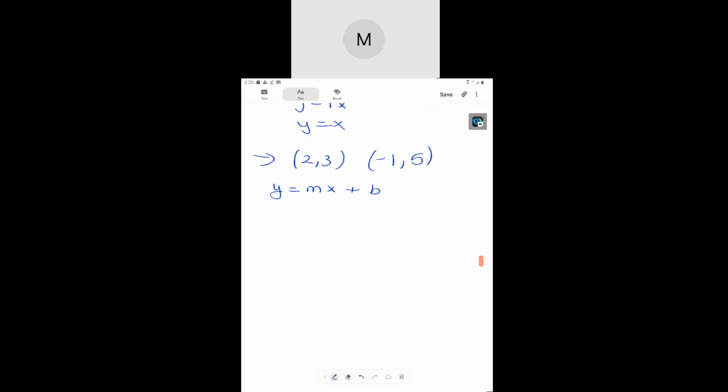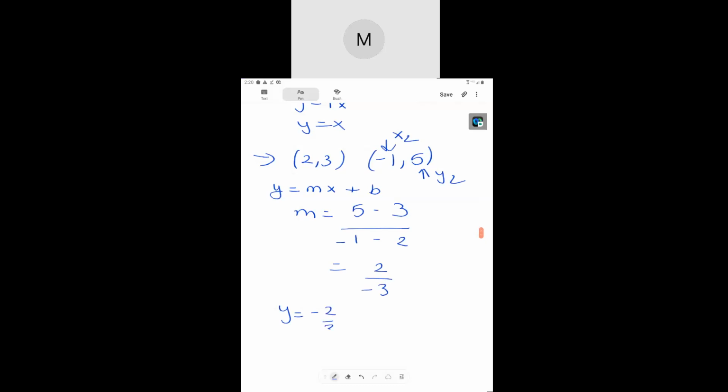The slope is equal to 5 minus 3. Order is important. If you take this one as y2, then this one is your x2, and you cannot interchange them in the formula. So it's 5 minus 3 over negative 1 minus 2, which is 2 over negative 3. And so my equation becomes y equals negative 2/3 x.